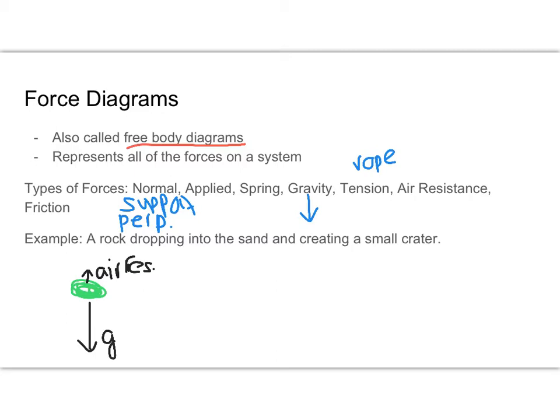Now as it drops into the sand, so if we have our rock here, we still have gravity down, but we also have that normal force going the opposite direction. So like I said, normal force is always perpendicular to whatever the object is sitting on. So if something is on an angle, the support force is still perpendicular. This is going to be really important in our second part of this unit.